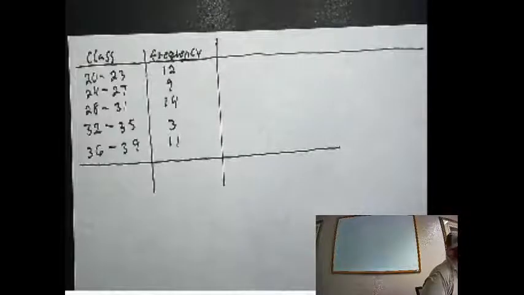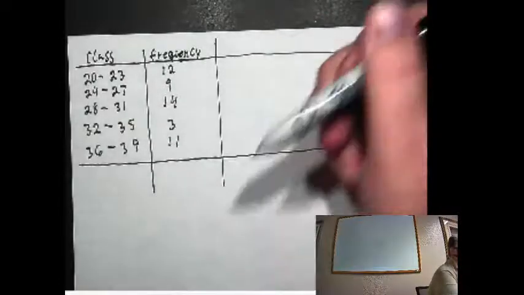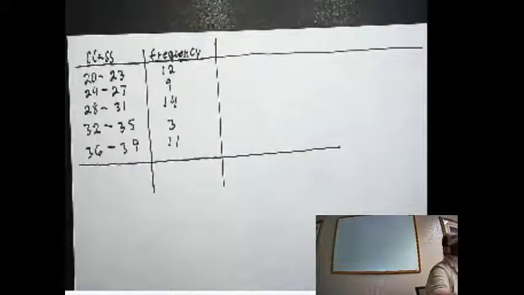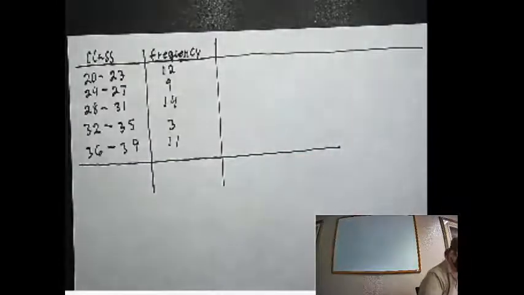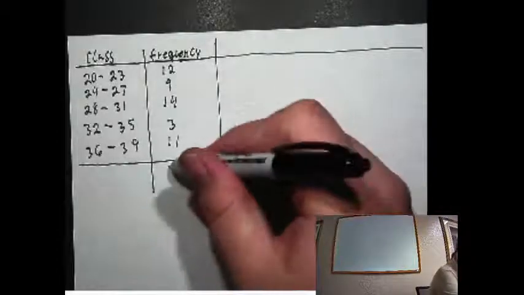Okay, what do we say it's a good idea to do with our frequencies once we have them? What should we do with these now that we have these frequencies? Add them up and get the total, yeah. So that's always a good idea. So let's go ahead and do that. So 12 plus 9 plus 14 plus 3 plus 11 gives us 49.